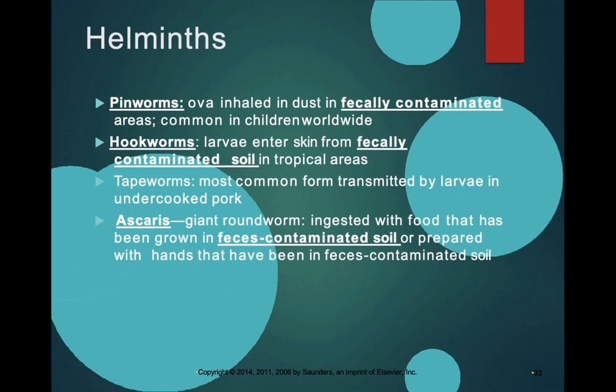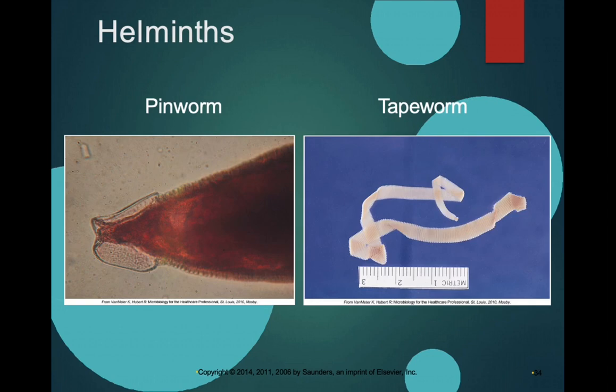The Ascaris, these are giant roundworms, and they're ingested with food that has been grown in feces contaminated soil, or prepared by a person whose hands have been in feces contaminated regions. That's why it's really important to wash your hands very well, especially in restaurants, and cooks need to wash their hands after using the bathroom. Here's an example of a pinworm on the left. It looks like here is the mouth, and here is a tapeworm.